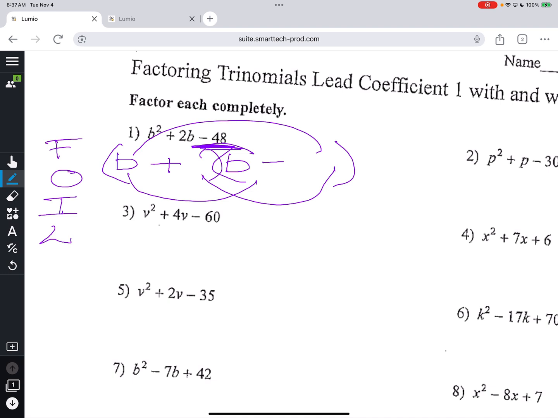So we're going to list the factors of 48, because they're going to be part of the outer and inner. So we'll be combining them to get 2B, which means, because they're not the same signs, we'll be subtracting them. So a quick list of our factors of 48 in order. So we would have 1 and 48, 2 and what? 24.